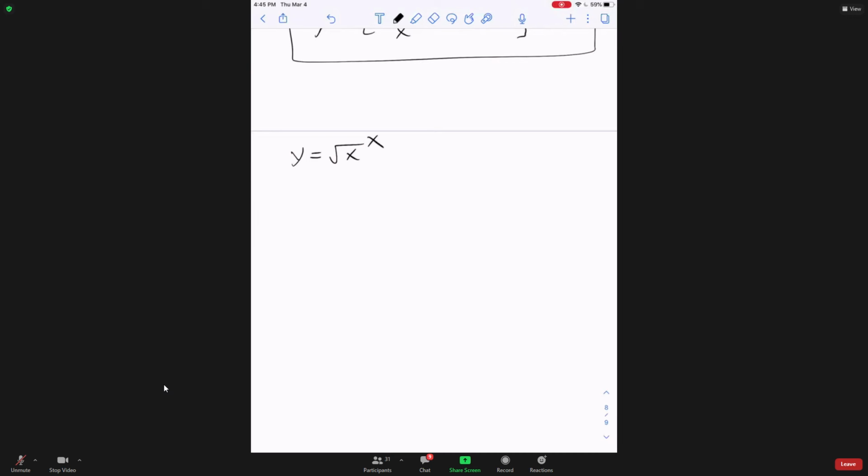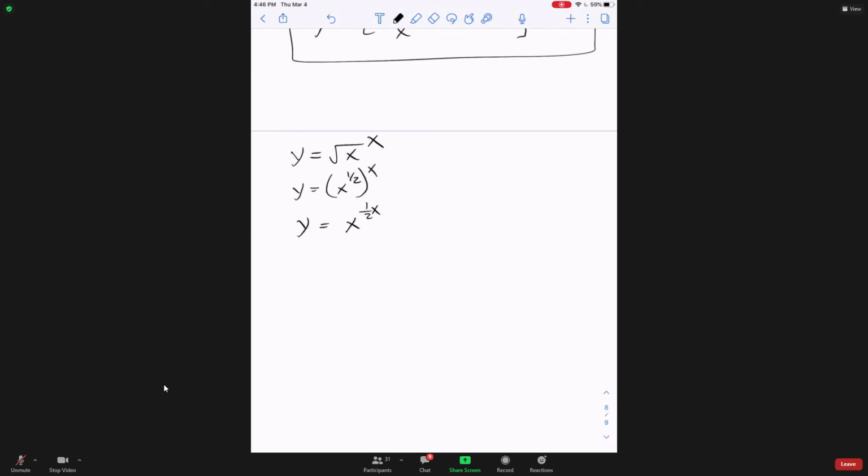y equals square root of x raised to the x power. Now, I will give you a tip here: square root of x, if you change it to x to the 1/2 power, then when you raise the power to another power, you multiply, so it's x to the 1/2 x. All right, I did a huge favor for you there. So, okay, you do the rest of it.